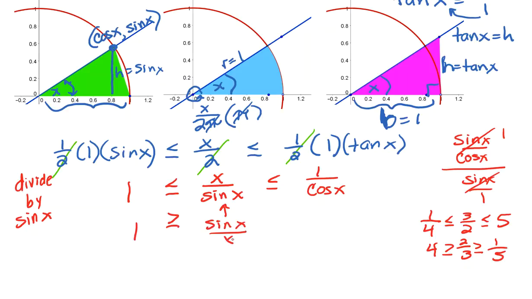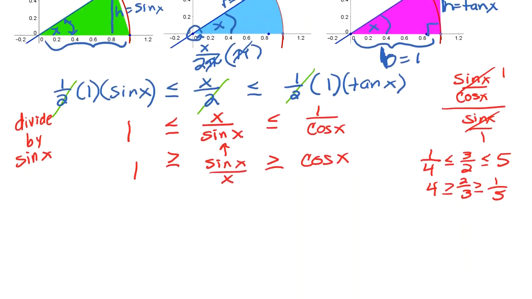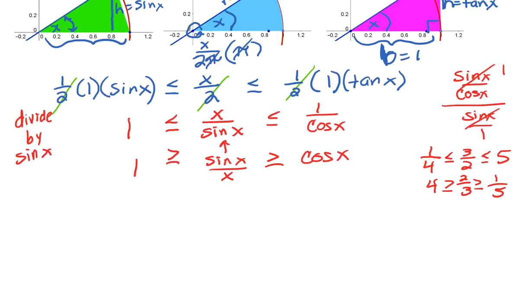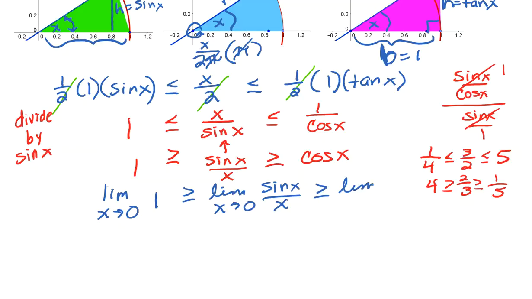So now I'm almost to the finish of our proof because I've got sine x over x. So now by the sandwich theorem, all we want to do is take the limit of each of these terms as x goes to 0. So we take our previous step and we apply the limit as x goes to 0. The middle term is precisely what we didn't know. But now we've sandwiched it between two terms that we do know.